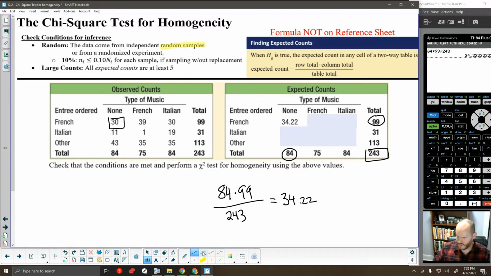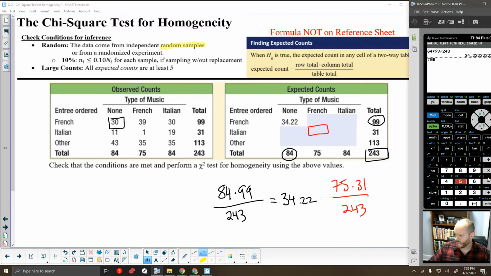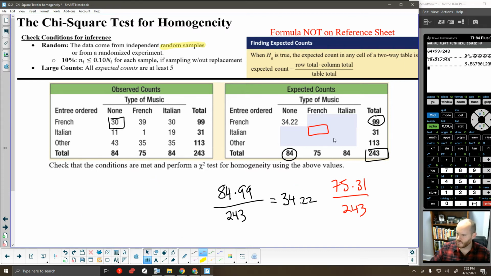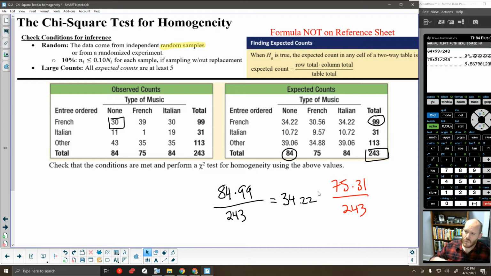So suppose I wanted what the French-Italian one would be. So I could take 75, multiply that with 31, row total times column total, divided by total. And I get 75 times 31 divided by 243. So I should get 9.56. And if I reveal that so I can see if that's correct, I get 9.567, which rounds to 9.57. So that is the correct value. I can do that for each of these and I'll get all of the expected counts using that formula. So then the question is, why?